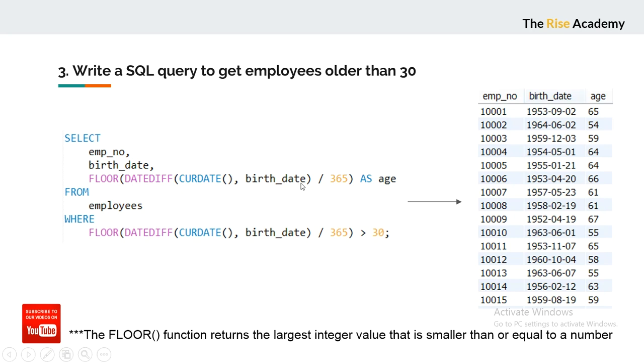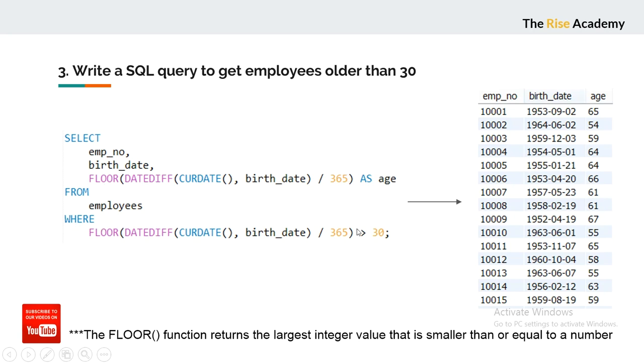Then I may get something like how many years these employees have lived in this world, but it can be a float number, but I don't want the float number, so I use another function, floor. Floor returns the largest integer value that is smaller than or equal to a number. And after that, I gave the column a name as age.